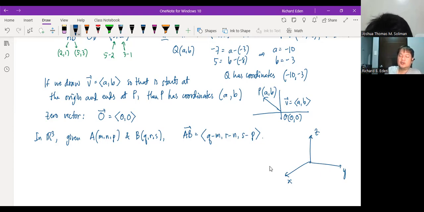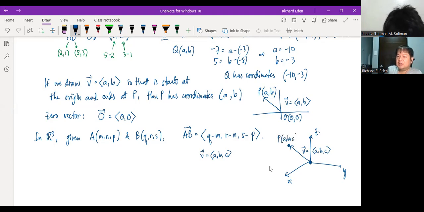All right, so the vector AB would have components based on the coordinates of A and B, and then defined similarly. And then likewise, if we were to look at vector V with components A, B, C, and draw the vector so that it starts at the origin. So let's say that's vector v with components A, B, C. But because it was drawn starting from the origin, then that would mean its terminal point has coordinates A, B, C as well.